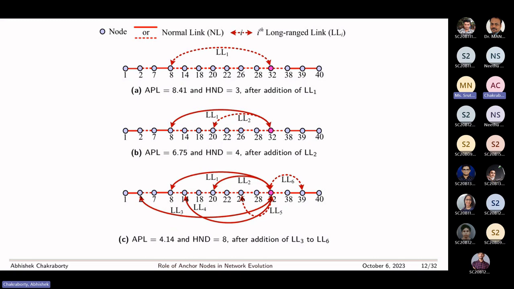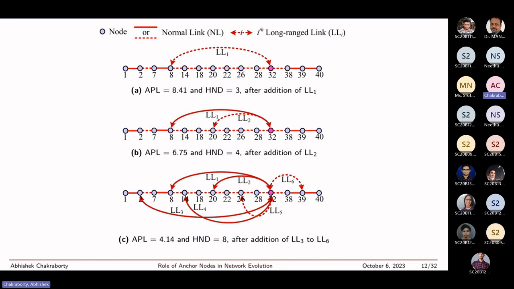So when you are keeping 32, that is naturally getting selected. It's natural selection. We did not identify 32. It is getting selected naturally. We got 4.14 as the average path length.